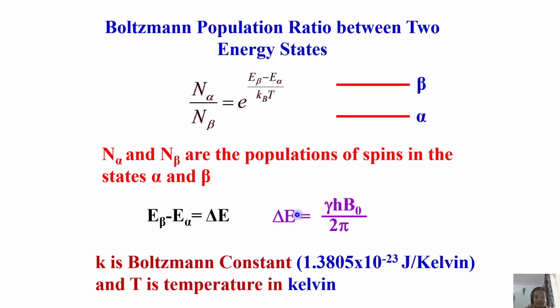So I know delta E. I can calculate delta E because I know gamma, I know h, I know 2 pi, I know B naught. B naught is my magnetic field, which should be expressed in Tesla. I know Kb, the Boltzmann constant. This value is also well known. Temperature must be expressed in Kelvin. I know T. All the parameters I know. The only thing in my control is B naught, the magnetic field strength. I can vary the magnetic field to any value I want and calculate the energy separation, delta E, the difference in energy.